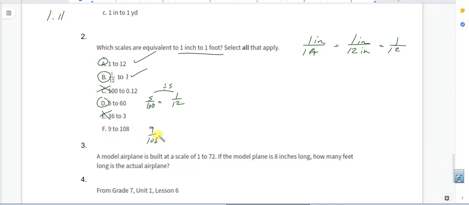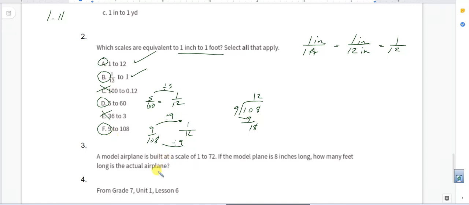9/108. You divide both by 9, right? Because we're going to simplify this thing. 9 goes into itself once. How many times does 9 go into 108? Well, if you know your times facts, you know that 9 will go into 108 exactly 12 times, no remainder. So we have a 1 to 12 ratio. So you should select A, B, D, F.